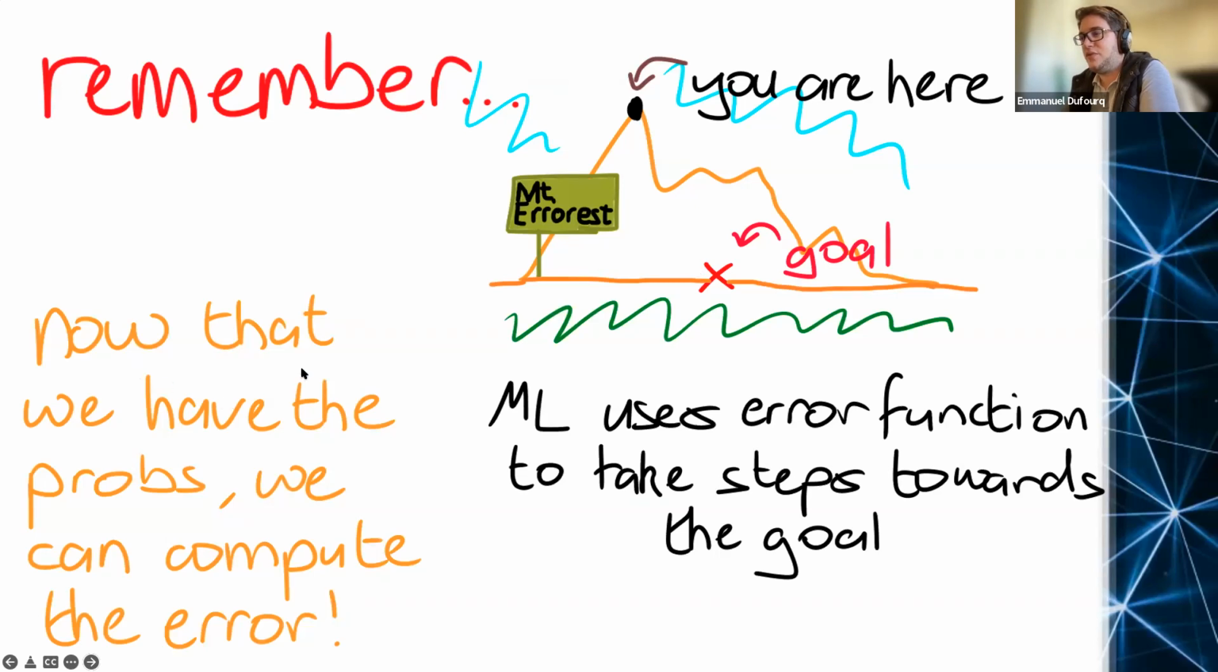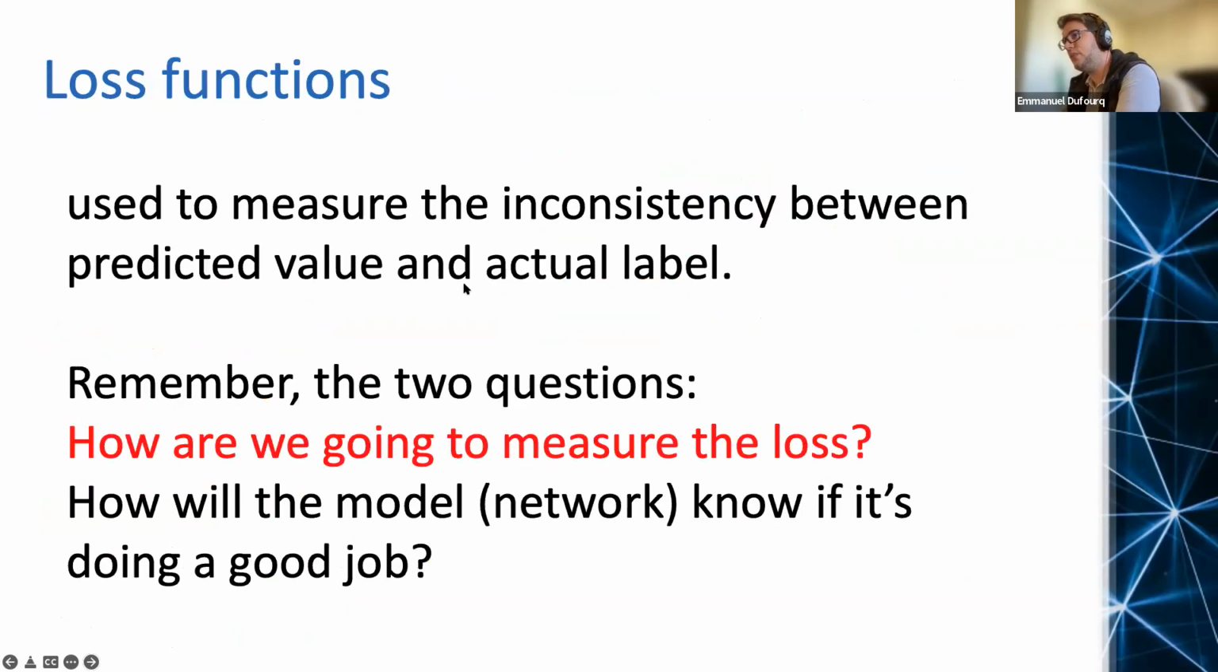So now that we have the ability to compute a probability distribution, we now have the tools necessary to compute this error function. So remember, the error function, also known as the cost function, is what the machine learning algorithm will use to measure how good it's doing. And it will allow the machine learning algorithm to go down this mountain. So this is where we're going towards.